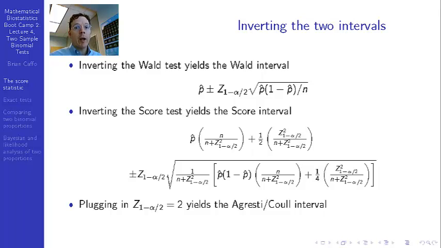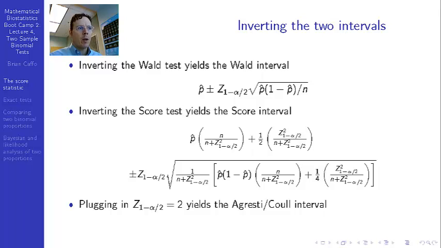The upper alpha over 2 quantile if you're doing a two-sided test, the upper alpha quantile if you're doing a one-sided test where the alternative is greater than p naught, and the alpha quantile if you're doing a one-sided test where you're testing p less than p naught.